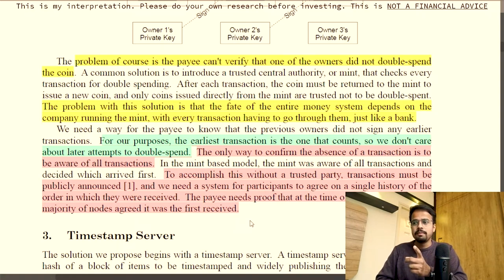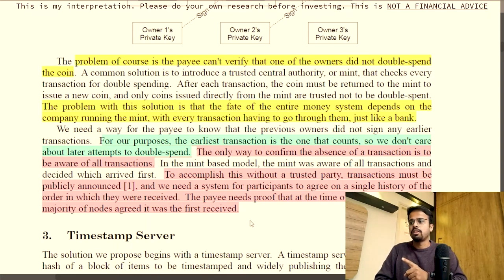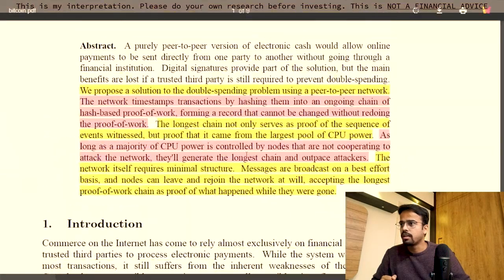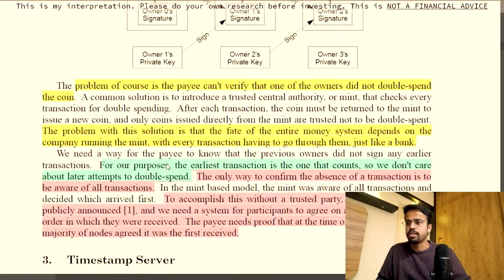So we need a system not only to publicly announce all the transactions, but also to agree on a single history, meaning agree on all the correct transactions only, that these transactions are correct, these are not correct. And the order matters a lot over here. Like, we need to also agree that transaction A happened, then B happened, then C happened. So timestamps, which we looked at before, are also very crucial in this case.